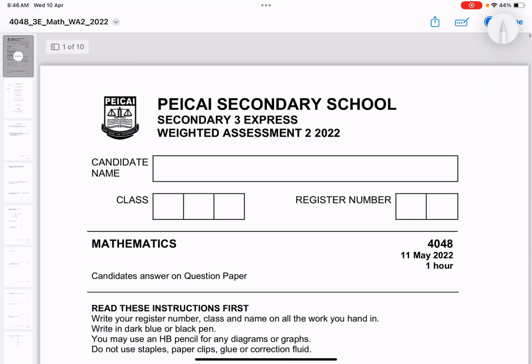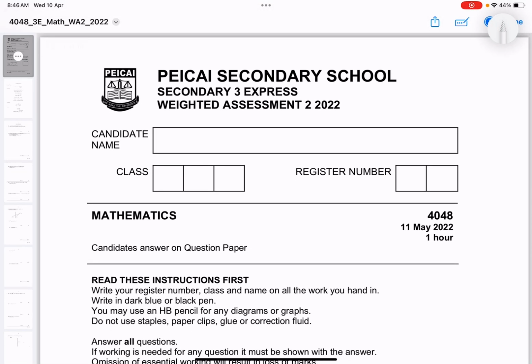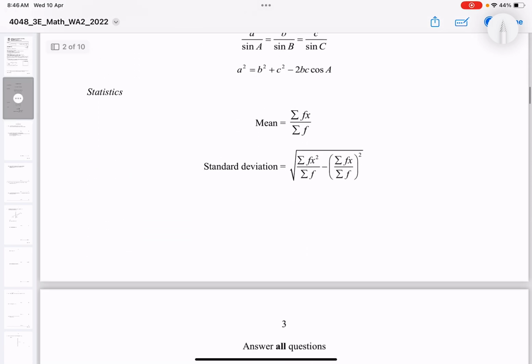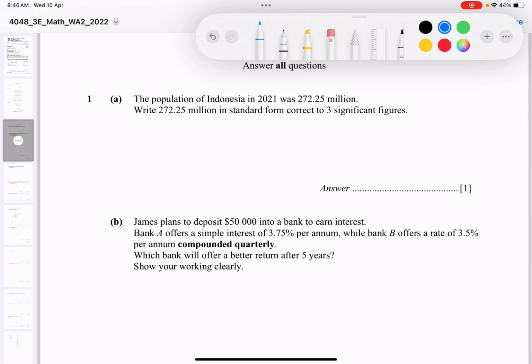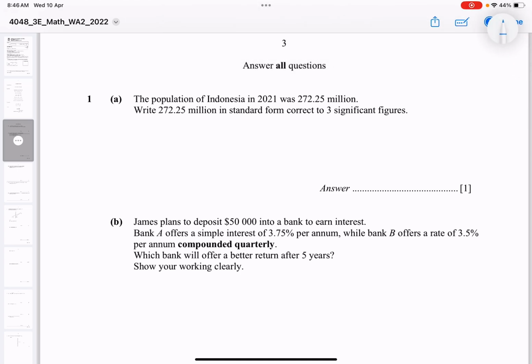Okay, so this is the 2022 WA2. I may go a little bit faster. So if you find it a little bit too fast or you don't understand certain portions, do not hesitate to just message me, alright? So please make sure you have done it already before you do your corrections. It's important that you actually do it once, okay? Not just watch it. Unless, of course, you really don't know anything. But if you really don't know anything, then that is quite concerning.